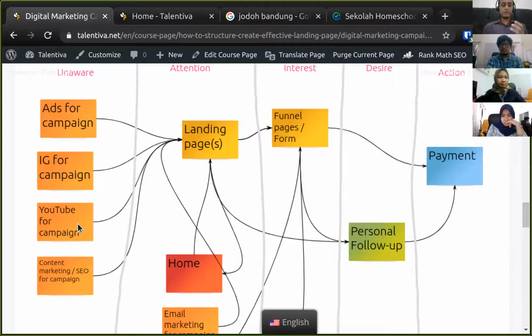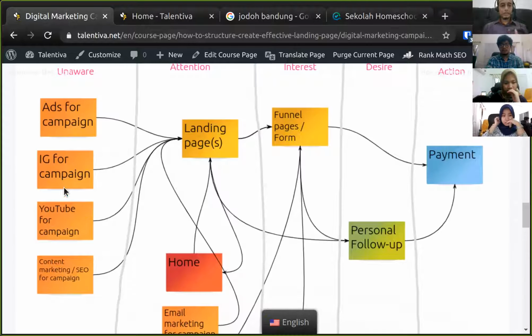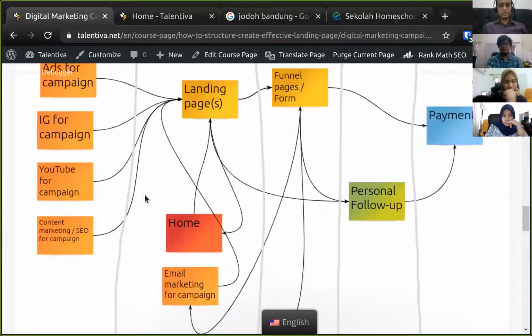So we need to have a sub campaign. Maybe that sub campaign is using Instagram, using YouTube, or using ads, or using content marketing, and so on. So this is a sub campaign whose target is to bring visitors to our landing page. Okay, so this is how it goes. So is it always like this?